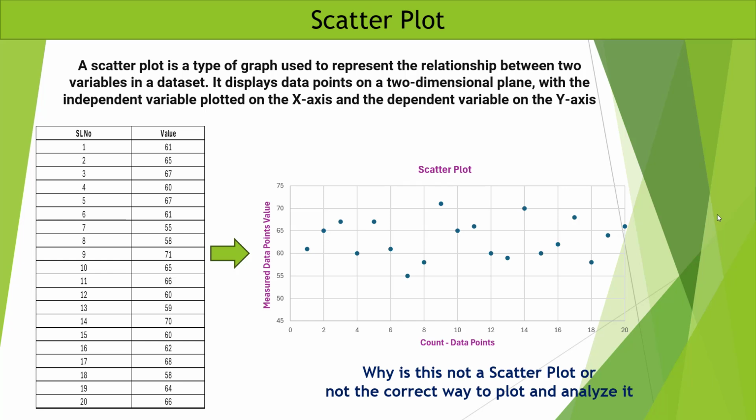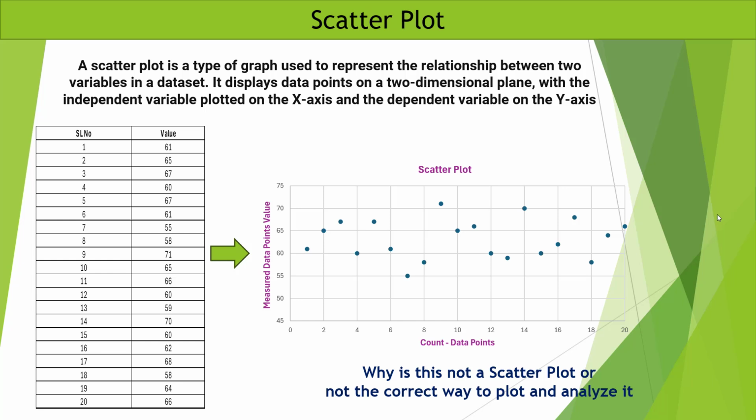Scatter plot. A scatter plot is a type of graph which is used to represent the relationship between two variables in a data set. So whenever you are trying to plot a scatter plot or a scatter graph, we need to have two different variables, right? And then we plot a graph against these two variables to see how these two variables are interacting with each other, or how these two variables are basically correlated or related with each other, right?